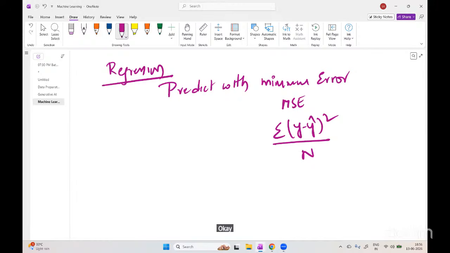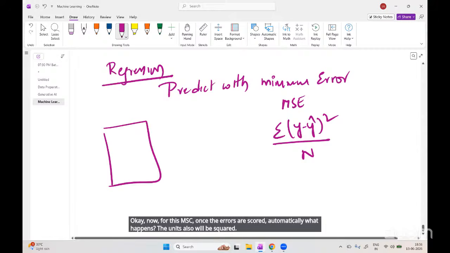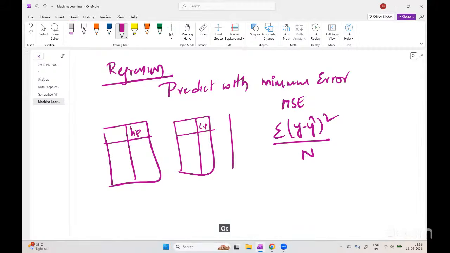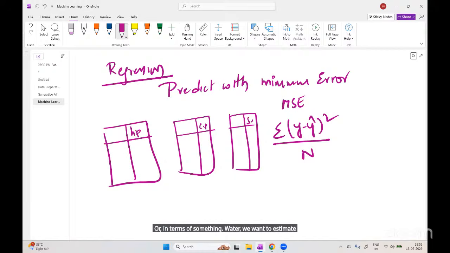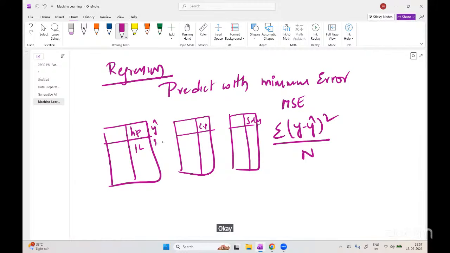Okay. Now, for this MSE, once the errors are squared, automatically what happens? The units also will be squared. For example, I have to estimate the house price or car price, or in terms of something, whatever we want to estimate: prices, sales, anything, whatever you are estimating. For example, house price. House price is, for example, 1 lakh. Okay, the estimated value is 90,000. 90,000 is the estimated value.